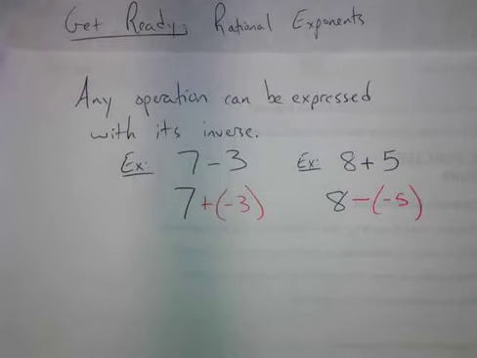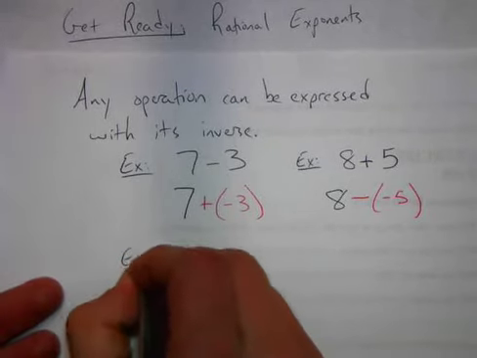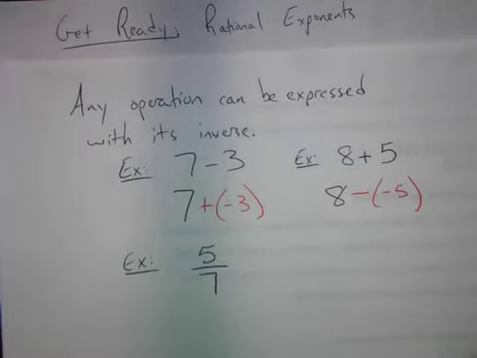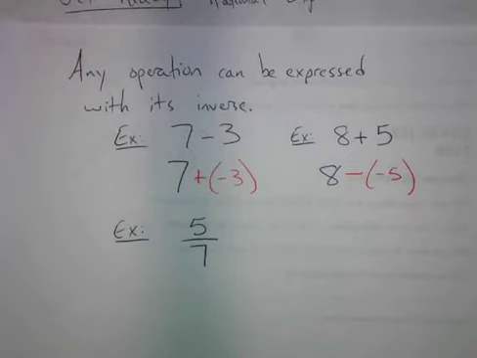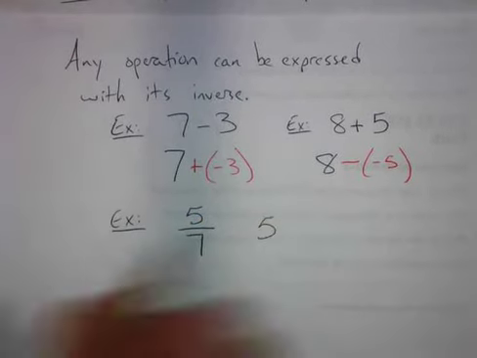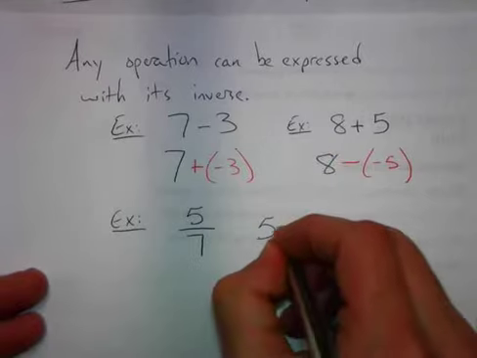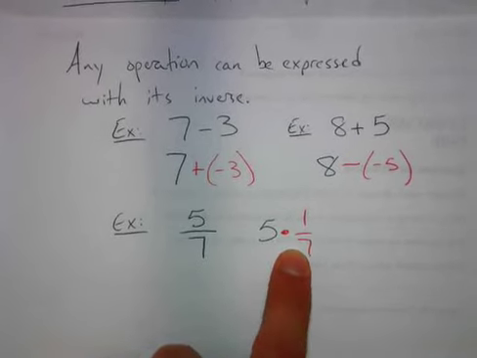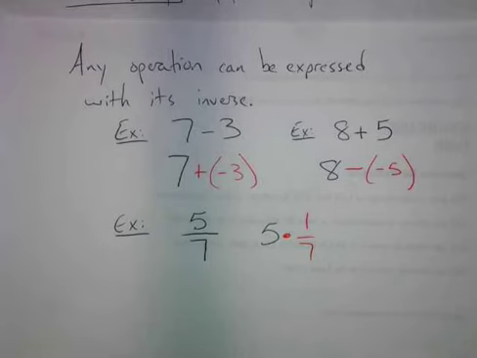And so the same thing holds true for multiplication and division. I'm only going to show one example of that, just to drive the point home. If I had this operation, this of course is division, but can I express that division as multiplication? This is 5 divided by 7. Can I express that using multiplication? And of course I can. That's 5 times 1 over 7. And so I have that particular operation of division being expressed as multiplication. So again, any operation can be expressed with its inverse.